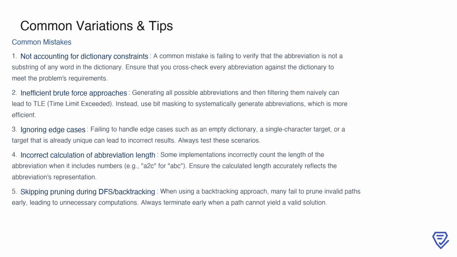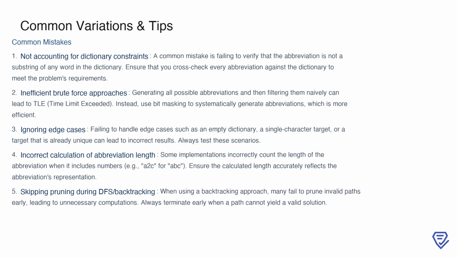When solving this problem, there are several common mistakes to watch out for. First, not accounting for dictionary constraints can be a major pitfall. The abbreviation you generate must not be a substring of any word in the given dictionary, so it's important to validate each abbreviation thoroughly. Another frequent issue is relying on inefficient brute force approaches. Generating all possible abbreviations and filtering them one by one can quickly lead to time limit exceeded errors. Instead, leveraging bit masking allows you to systematically and efficiently generate abbreviations.